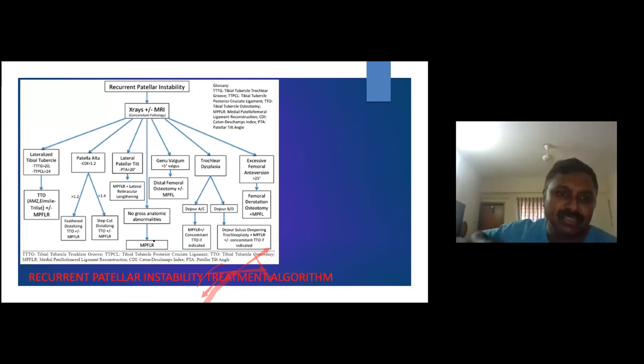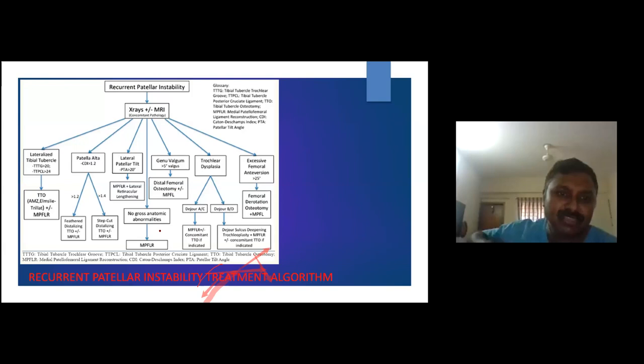If there is a genu valgum, distal femur osteotomy along with medial patellofemoral ligament reconstruction. In trochlear dysplasia type A or C, think about medial patellofemoral ligament reconstruction or tibial tuberosity osteotomy if indicated. In type B and D, think about sulcus deepening trochleoplasty. And if there is a rotational problem like increased femoral antiversion, we might need femoral derotation osteotomy.